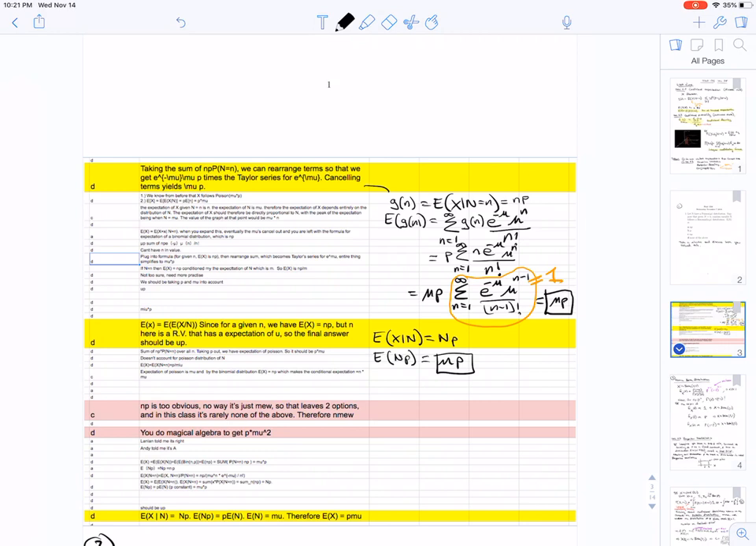A shorter way to do it is just to recognize that the expectation of X given capital N is capital N p. And so taking the expectation of that, the p is a constant, pulls out, and the expectation of N is mu, so we get mu p.